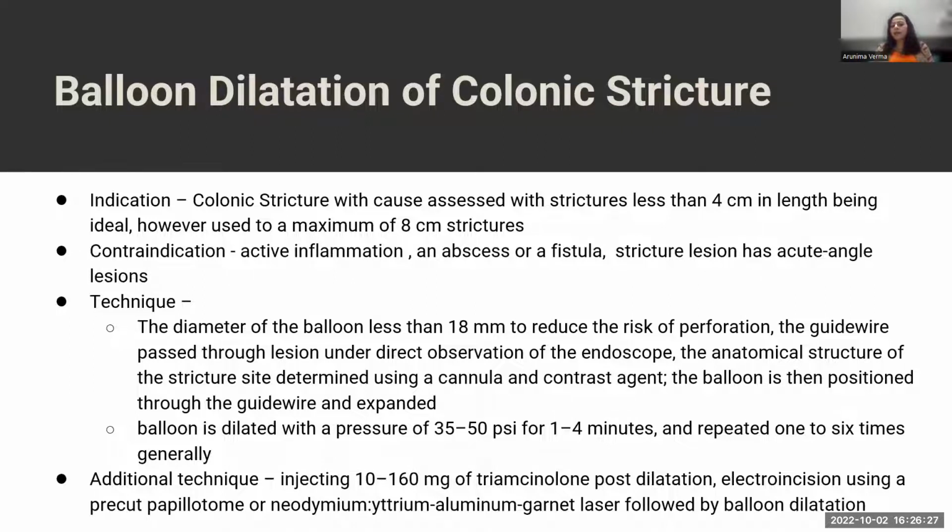And in this technique, you can use a balloon of diameter less than 18 millimeters to reduce the risk of perforation. And here again, a fluoroscopic-guided or through-the-scope procedure can be used. The balloon should be dilated with a pressure of 35 to 50 psi, and 1 to 4 minutes of pressure should be maintained. And this can be repeated 1 to 6 times generally.